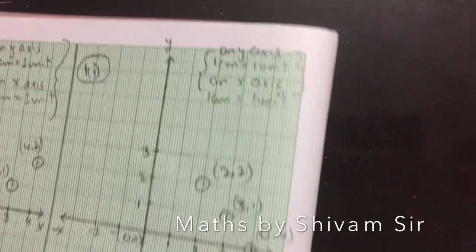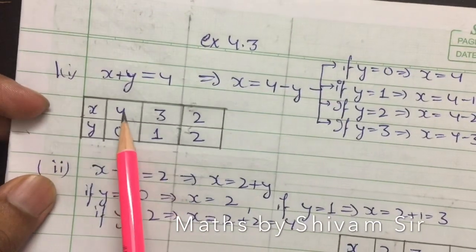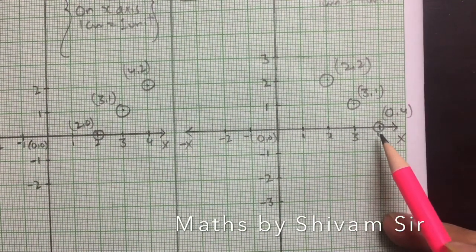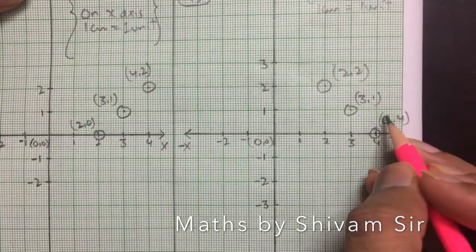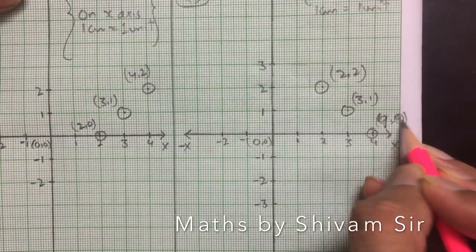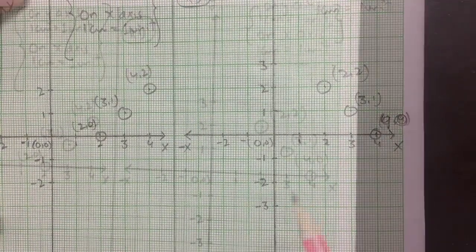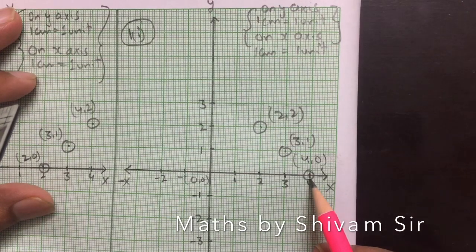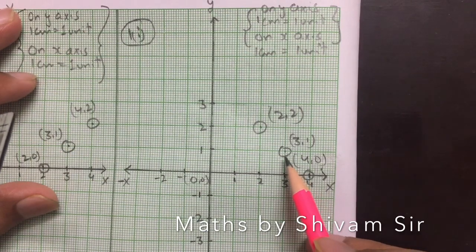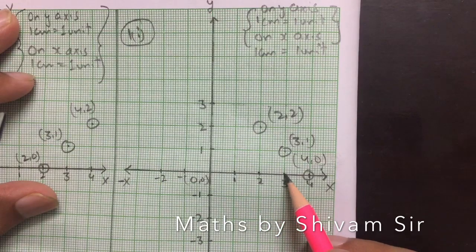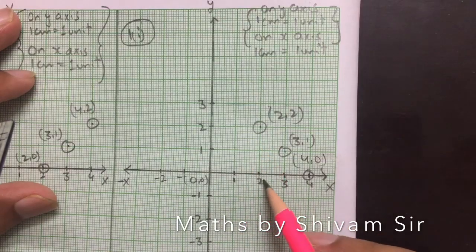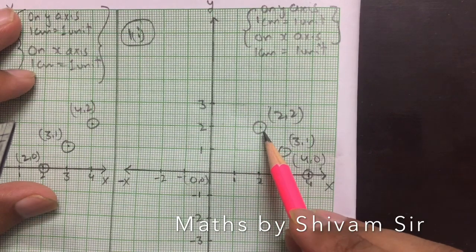The first point is, if x is 4, y is 0. So the point 4, 0 is this one. On the x-axis it is 4 and on the y-axis 0. The second point is 3, 1. So on the x-axis it is 3 and on the y-axis it is 1. The third point is 2, 2. So on the x-axis it is 2 and on the y-axis it is 2.